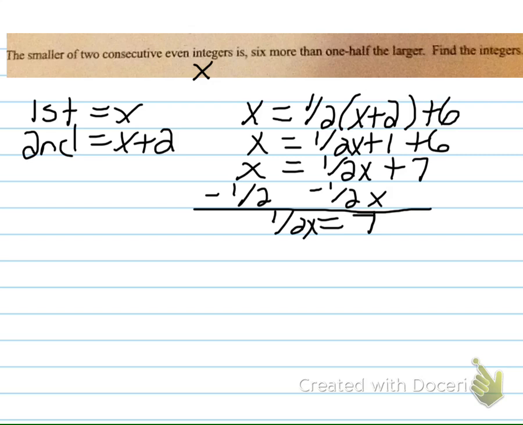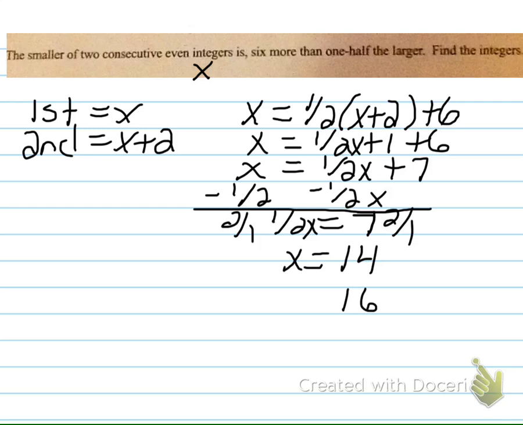And I have to be really careful there. I keep wanting to leave my x out. Now, the easiest way to solve this would be to multiply by the reciprocal of 1/2. I don't need to use a calculator for that. And that's going to give me x equals 7 times 2 is 14. So x is 14. Now, if x is 14, then the larger number is 16.